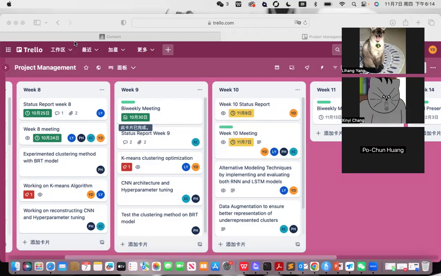For this week, we are working on the alternative modeling techniques and the data augmentation. So let's start with individual updates. Lihan, can you go first?